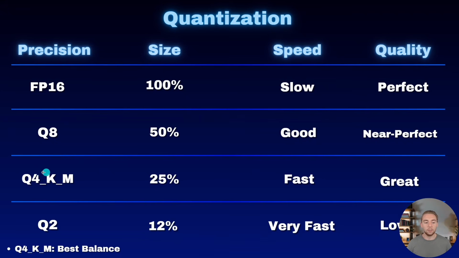And then going down to a Q4, 4-bit, it's a fourth the size, it's going to be very fast compared to 16-bit, and the quality is still going to be great. Now, these numbers are very vague on purpose. There's not a huge way for me to qualify exactly the difference, especially because it changes per LLM and your hardware and everything like that.